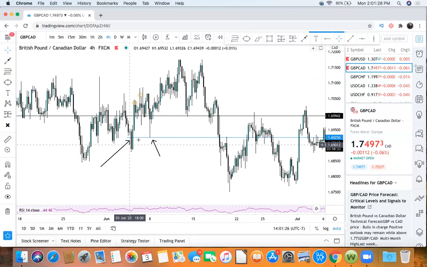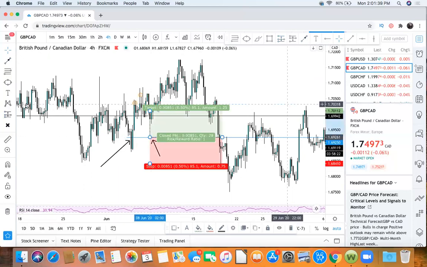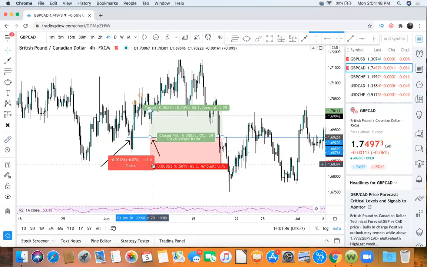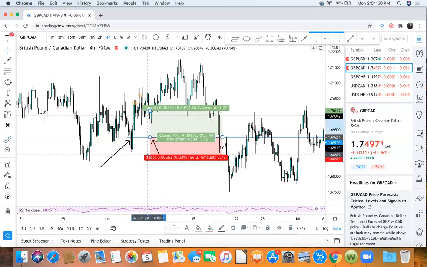So right here, we could have got in for a buying position on this area. So we got in for a long position right here. My stop loss, like I said, is always going to be 10 to 15 pips below accumulation. My stop loss would have been right there, and this would have been a 53 pip stop loss.